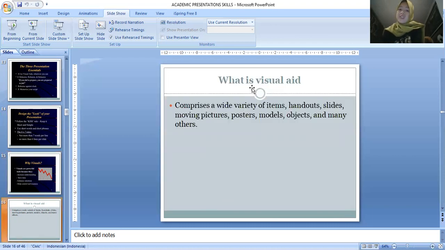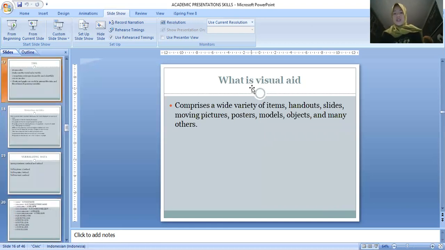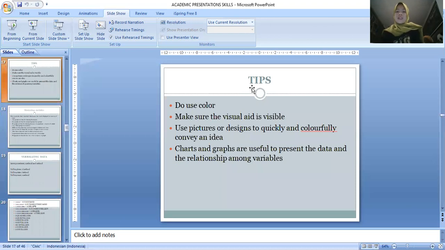And then this is the visual aid. It is a wide variety of items: handouts, slides, moving pictures, posters, models, objects, and many others. So these are the types of visual aids that you can use in providing effective presentations. And then here are some tips.